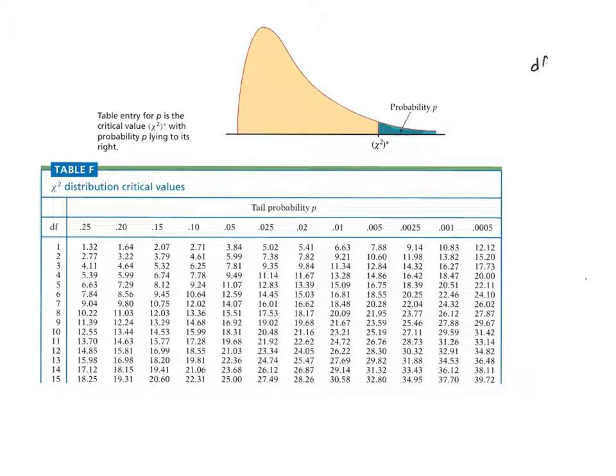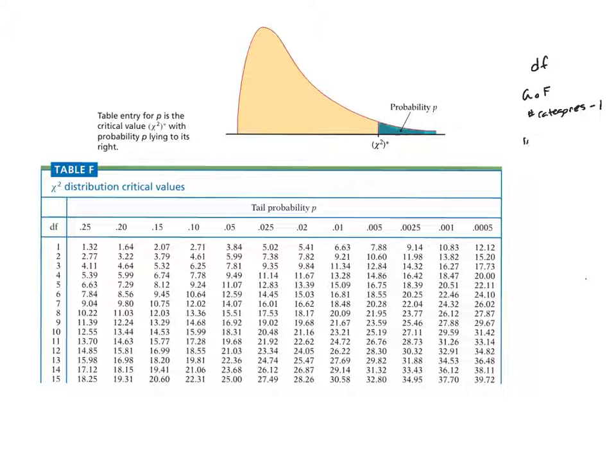And when I go to find my degrees of freedom, it depends on what kind of test I'm doing. If I'm doing a goodness of fit test, it'll be the number of categories minus 1. So for instance, if I'm trying to see are people equally likely to be born in any given month, the number of categories would be the number of months, which would be 12. So degrees of freedom would be 12 minus 1 or 11.